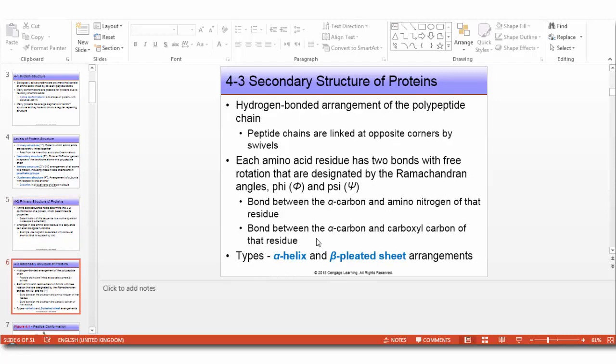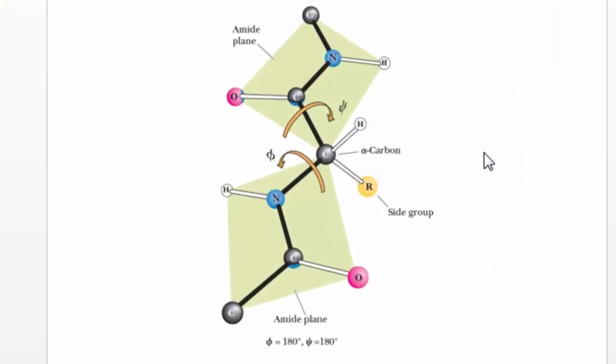Now in section 4.3, secondary structure of proteins refers to the hydrogen bonded arrangement of the backbone of a protein or the polypeptide chain. The peptide chains are linked at opposite corners by swivels, and each amino acid residue has two bonds. Within each amino acid residue are two bonds with reasonable free rotation. Now the bond between the alpha carbon and the amino nitrogen, as you can see here, they are referred to as phi and psi.